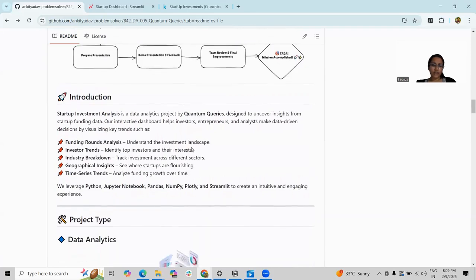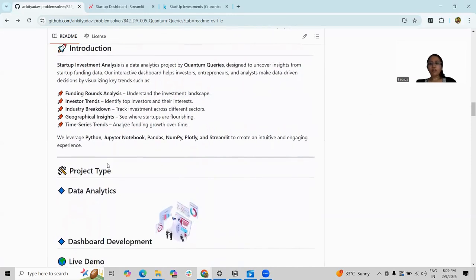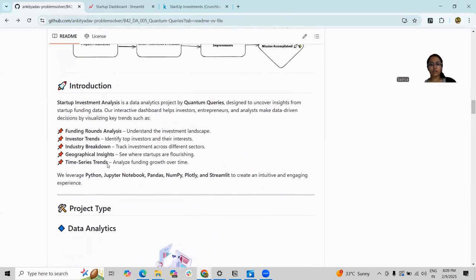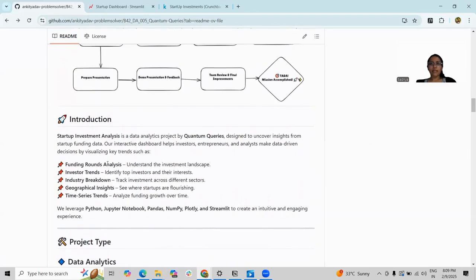So this is the particular README file, which is showing the funding round analysis, investor trends, industry breakdown, geographical insights, and time series trends. I'm also planning future features, where I would add an API so that real-time data will be delivered insightfully. And yes, so let's move toward our dashboard.